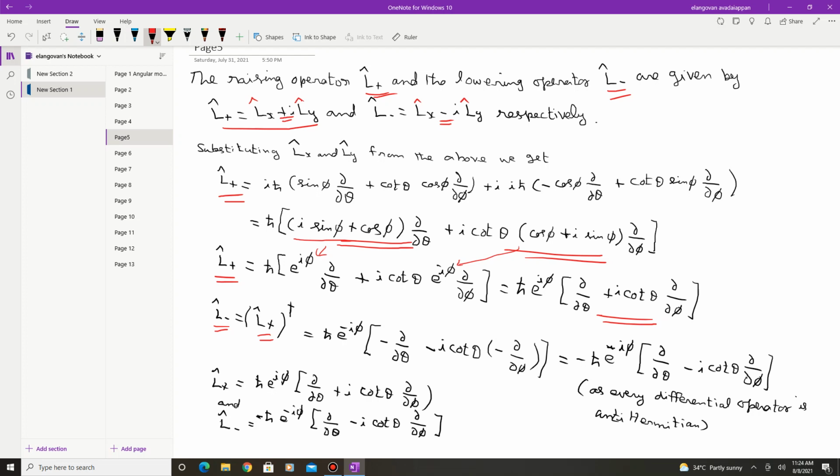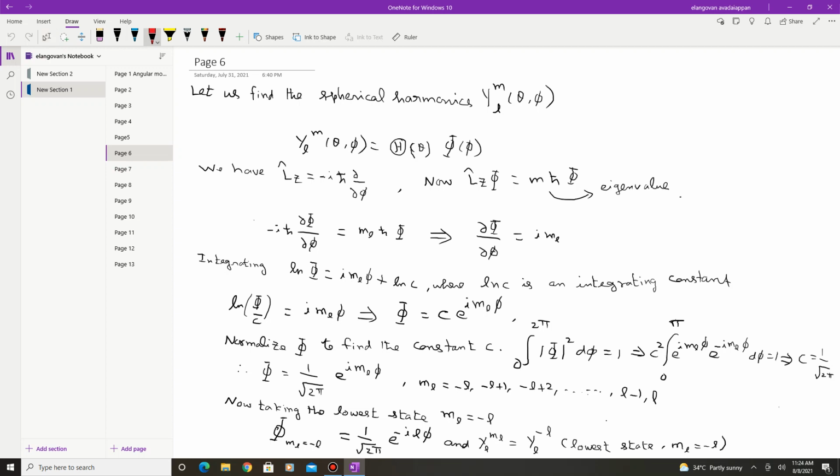So d by d theta can be replaced by minus d by d theta, and d by d phi may be replaced by minus d by d phi, because every differential operator is anti-Hermitian. If we take the Hermitian conjugate, we will get this result. So you arrive at the L plus operator first, and then take the conjugate, and you will get L minus. Once we determine L plus, L minus can be determined easily by this property.